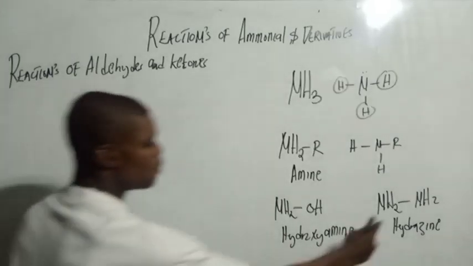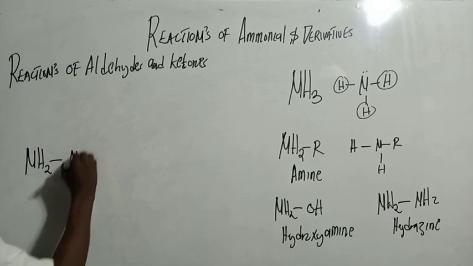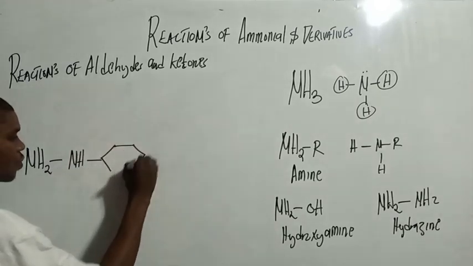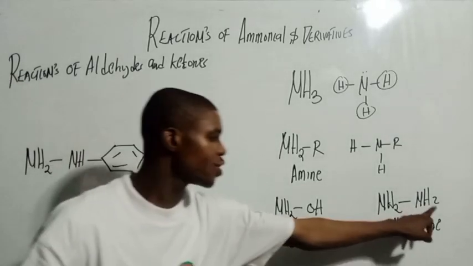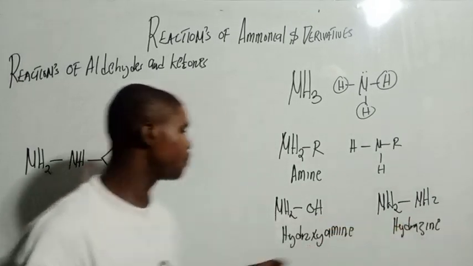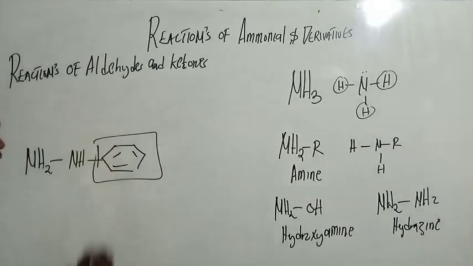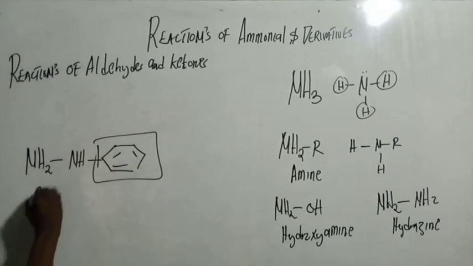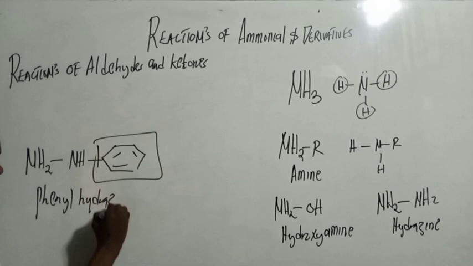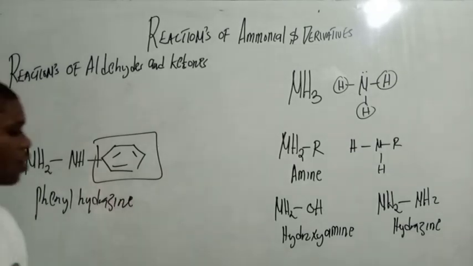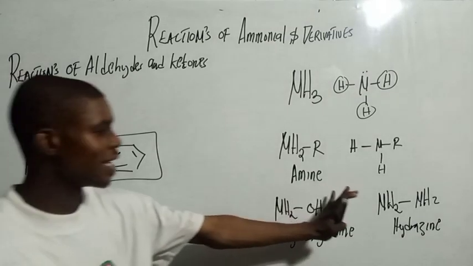If for example here you have something like this, NH2, in the sense that one of the hydrogens in the hydrazine will be replaced by phenyl. This is called phenyl. So it's going to be phenylhydrazine. Do you understand? It's called phenylhydrazine. Then the last one you have to look at, please, you have to take everything down.